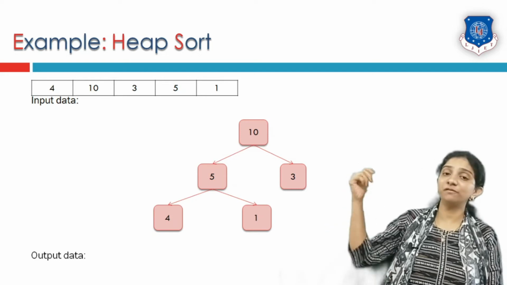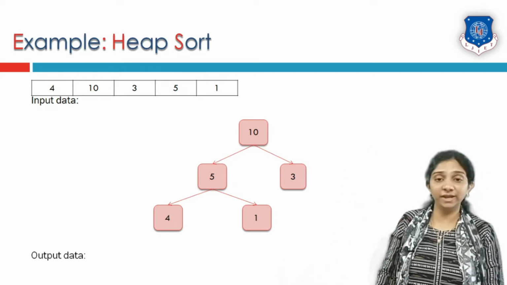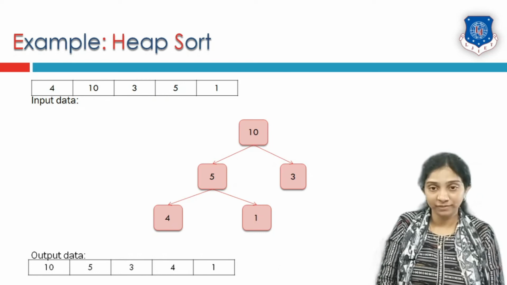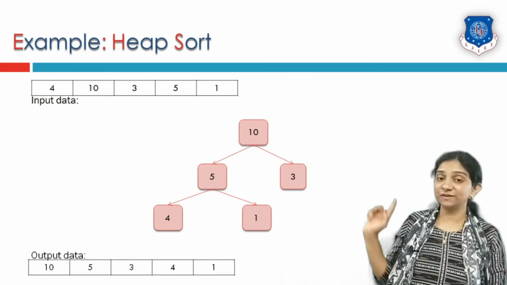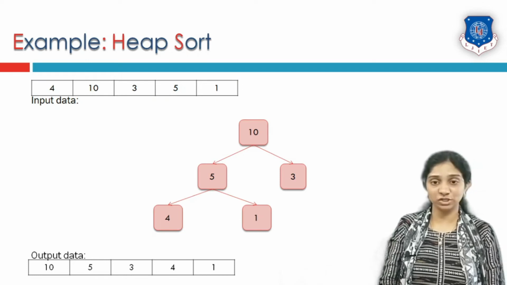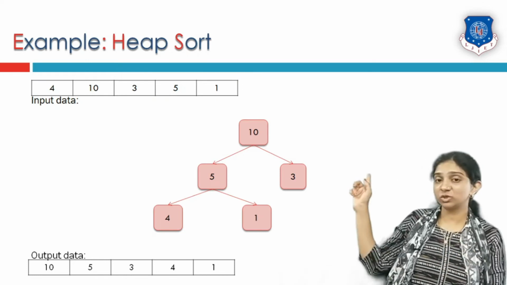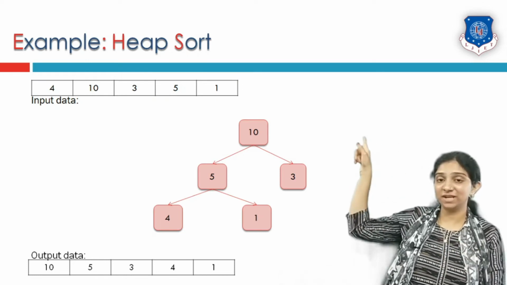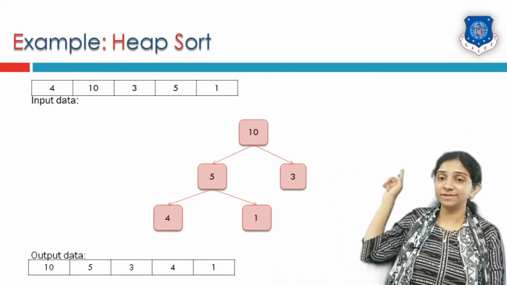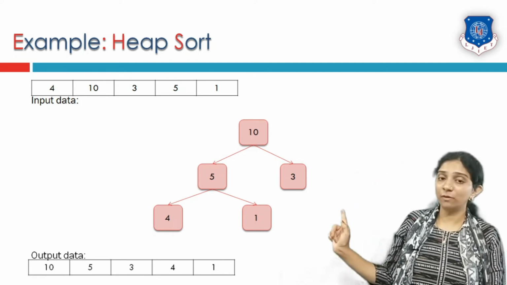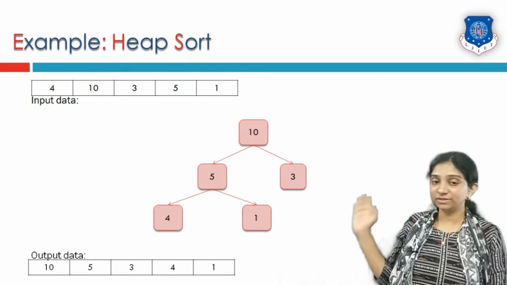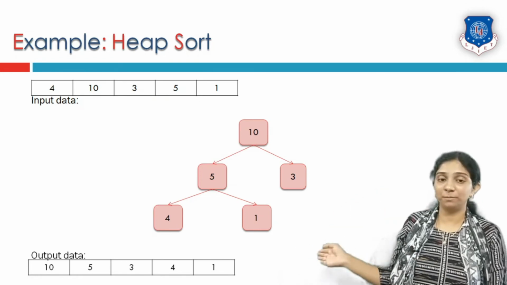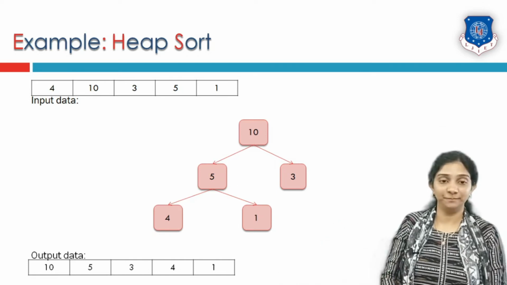So generation of a max heap tree from input data is our very first step. And I will also produce an array which resembles this tree-like structure. So this tree-like structure has 10 as the first element, 5 as the second element, 3 as the third element, 4 as the fourth element and 1 as the fifth element. So that equivalent array structure appears at the bottom of the screen.